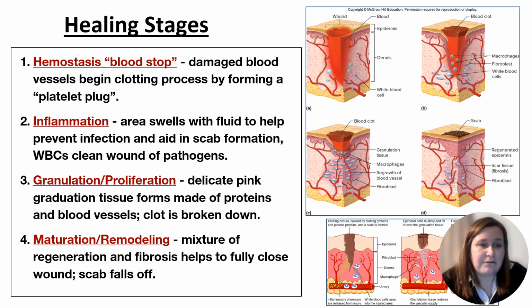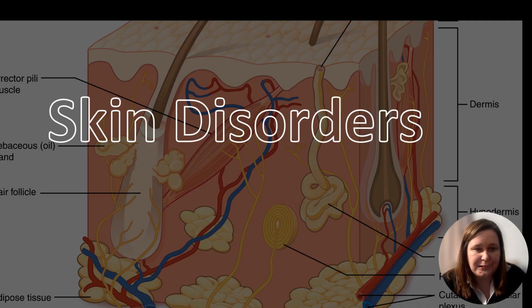After this, we're going to have the granulation or proliferation phase. So this is when you get the delicate little pink granulation tissue that forms. So this is like your early scab, right? This is going to be made of proteins. And at this point, the clot is going to be broken down. In the maturation and remodeling phase, a mixture of regeneration and fibrosis is going to help to fully close the wound, and then after that, the scab is going to fall off.